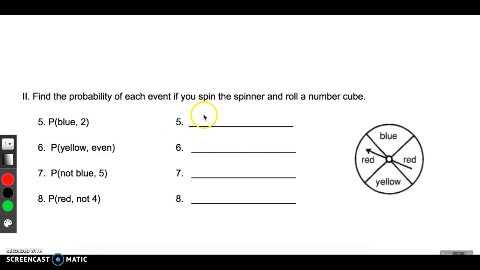It says to find the probability of each event if you spin the spinner that they have here, 4 sections, and roll a number cube. A number cube is just another way of saying a standard die. So you're talking the numbers 1 through 6 and the spinner below. So go ahead and pause the video and check back in once you think you're done.